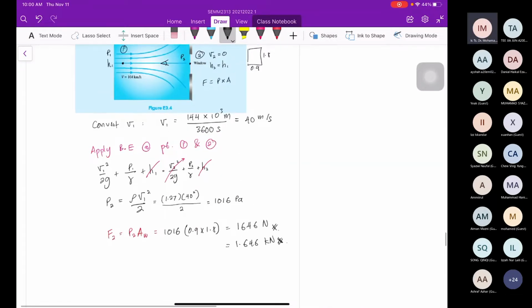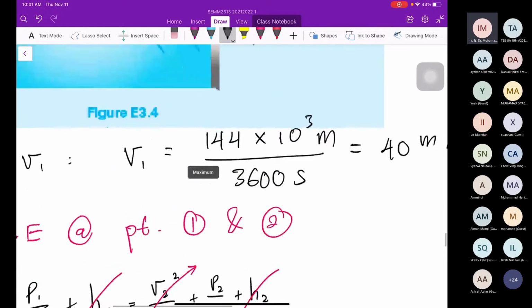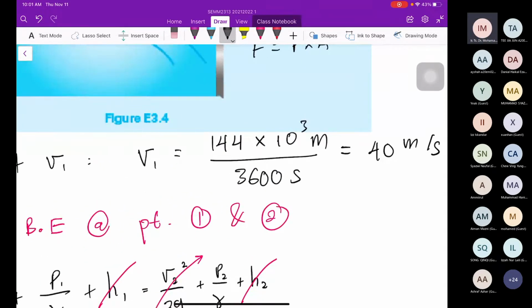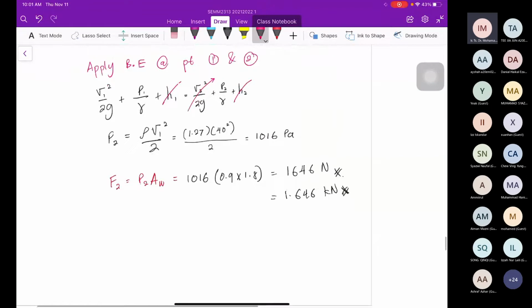Okay, any questions so far? Doktor, the velocity, the 40 squared, did you already convert it to meters per second? Correct. Okay, good. You see, I converted it from 144, which is kilometer per hour, into meter per second. Make sure to use SI units, class. I think it is simple, right? This one, just apply P1 and P2.